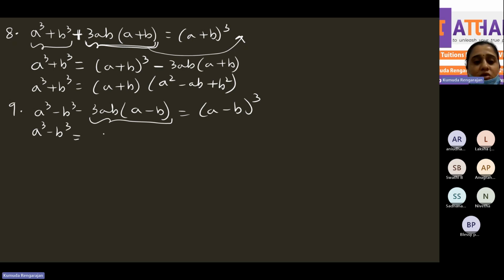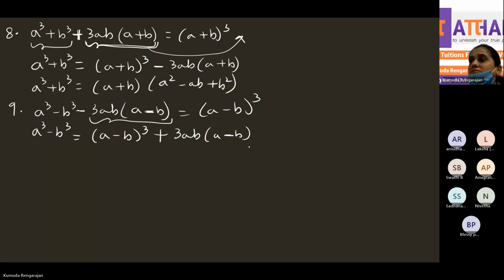So a cubed minus b cubed is equal to a minus b the whole cubed. This 3ab into a minus b will go to the other side. That's one term. It was with a minus sign, so it comes with a plus sign here. Now this is one term, so this a minus b will be a minus b only. That will not change the sign. The preceding sign is minus, so it becomes plus.